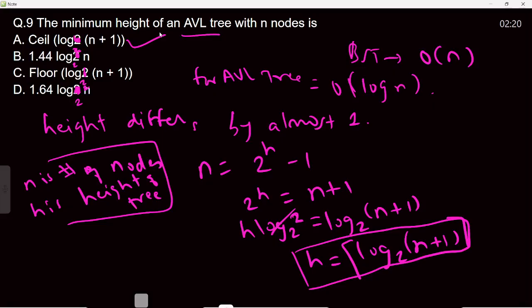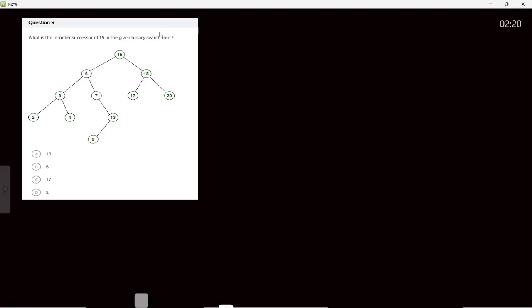Now let's move to the next question. So in this one, tree like structure is given, and we have to find the in order successor of 15 in the given binary search tree. Now in binary search tree, what is in order? Do you know what is in order traversal? In order traversal means just arranging. It was so much easy question. That means anyone can solve this question.